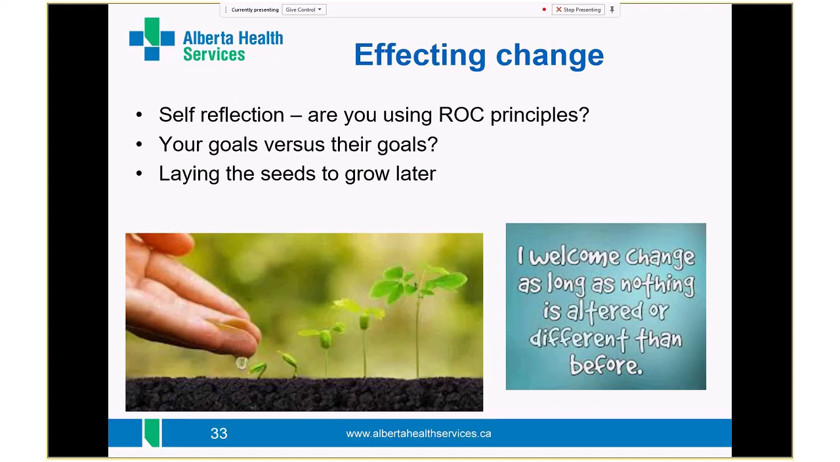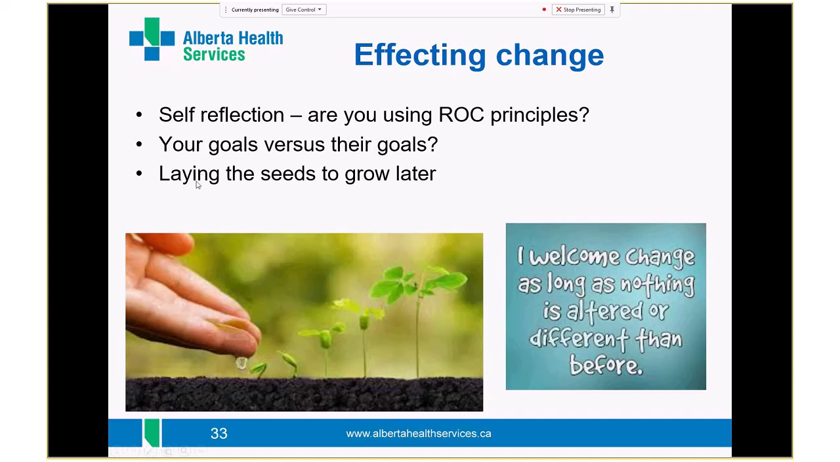But when we're trying to affect change, we need to self-reflect ourselves. Are we using the recovery-oriented care principles, or are we trying to change the patient to fit their square peg into our round hole? Also, we need to look at our goals versus their goals, and what are the commonalities between how we can work together and gain trust with our clients by using their desires for their changes and their goals and our desires for their changes and goals.